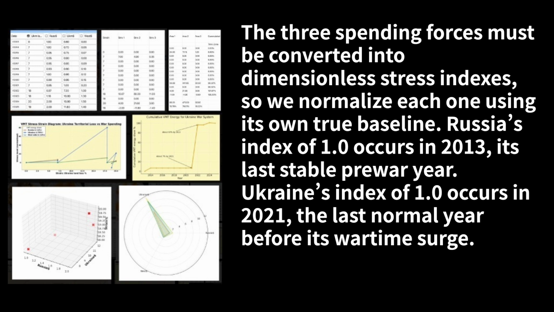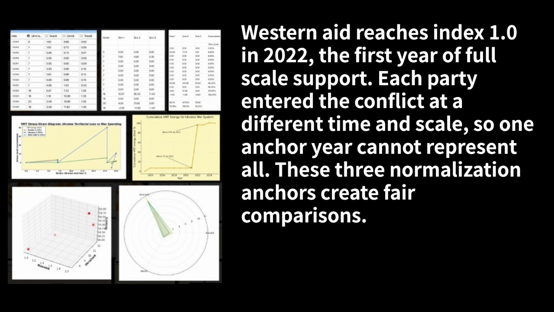The 3 spending forces must be converted into dimensionless stress indexes, so we normalize each one using its own true baseline. Russia's index of 1.0 occurs in 2013, its last stable pre-war year. Ukraine's index of 1.0 occurs in 2021, the last normal year before its wartime surge. Western aid reaches index 1.0 in 2022, the first year of full-scale support. Each party entered the conflict at a different time and scale, so one anchor year cannot represent all. These 3 normalization anchors create fair comparisons.